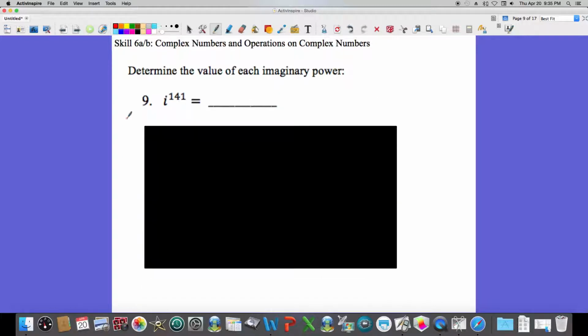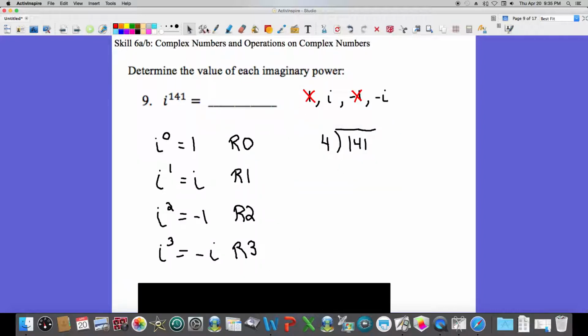We have I raised to some power. We know it's a multiple choice answer. We know that our answer is either going to be 1, I, -1, or negative I. Since my exponent is an odd number, that rules out 1 and -1. If I take 141 and divide it by 4, I'll have one of 4 remainders. But like I say, we have eliminated some. I am not expecting a remainder of 0. I am not expecting a remainder of 2. All right, so let's take 141 and divide it by 4.